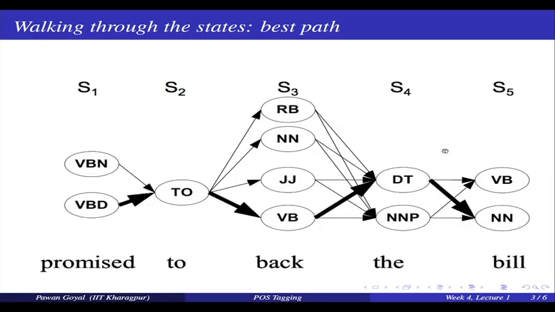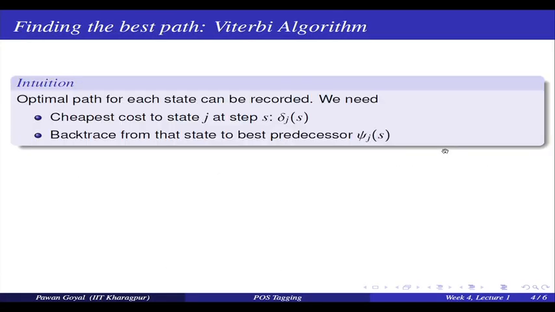Okay. So let us look at the formulation. The intuition, as I have explained, is that we are recording the optimal path at each state for a given step. Okay. What we are storing is the cheapest cost of arriving at a particular state. That means the one that has the highest probability. That's the cheapest cost.